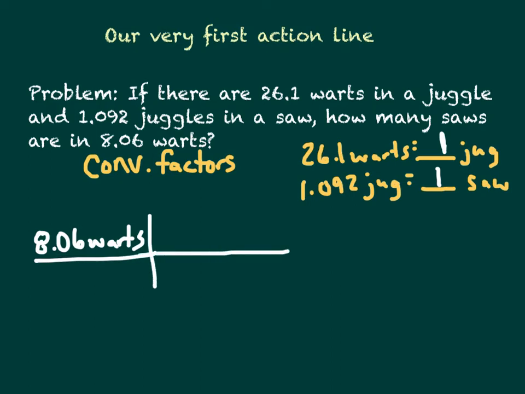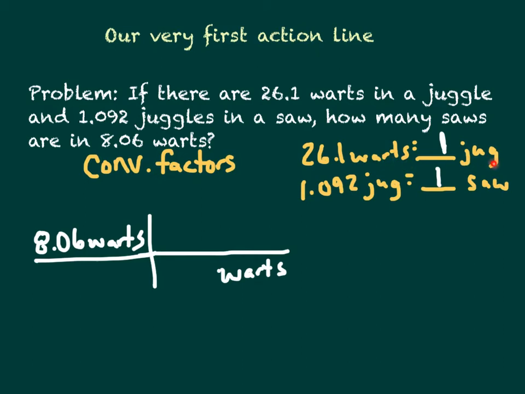Now you might wonder what goes down here. Remember, we copy down this unit only, not the number, just the unit. And so we're going to put warts down here, and then we look at our conversion factors. What can we relate warts to, to change it over? We want to get to saws.